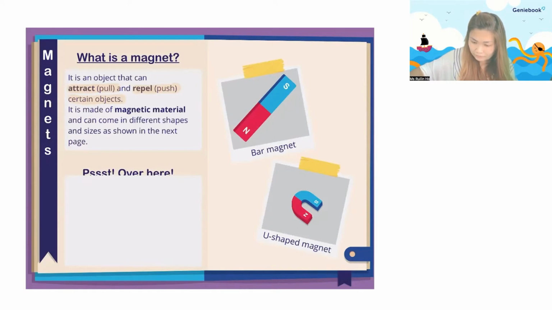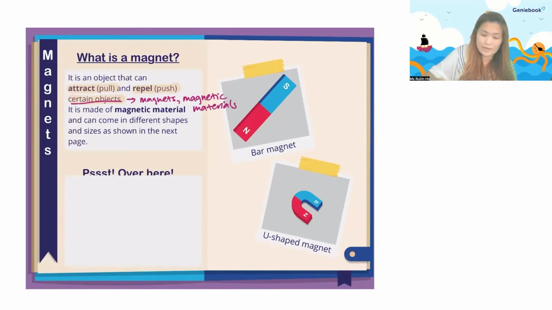That's weird. Okay, when we talk about certain objects here, we are referring to magnets as well as magnetic materials. Magnets themselves are made of magnetic materials, and you can make magnets into different shapes and sizes. What you can see over here, you have a bar magnet. You have a U-shaped magnet. Do you know of any other shapes?